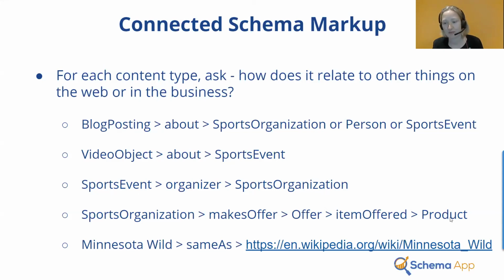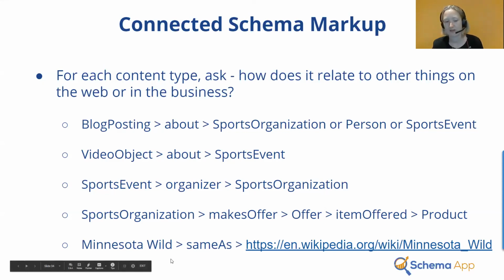Also, you can see here that the only way that you can link a product back to the organization is through this makes offer. So you have to actually say the organization makes an offer, and the item offered is the product. Or, if it's in product, you can say it's produced by that organization, but this is the only way to actually tie the price back to the organization. And then you can also use schema markup to identify relationships between things.